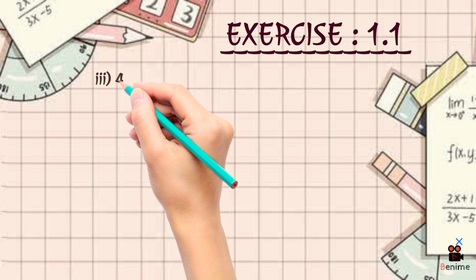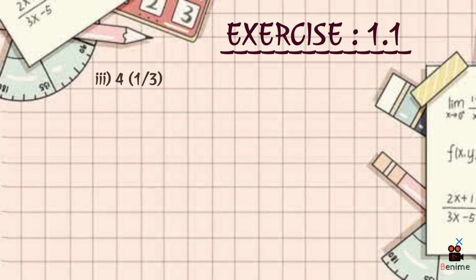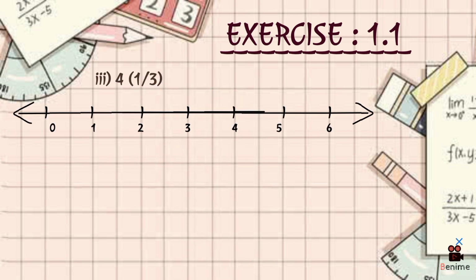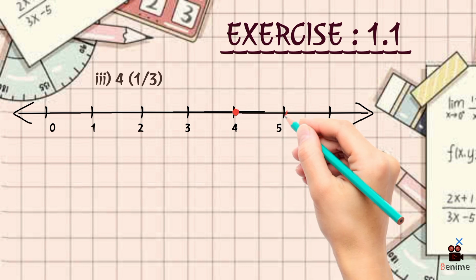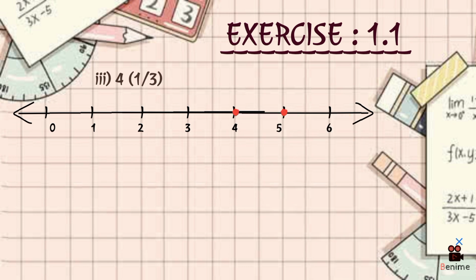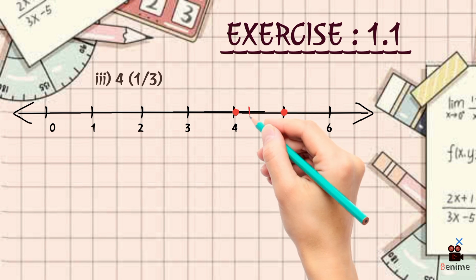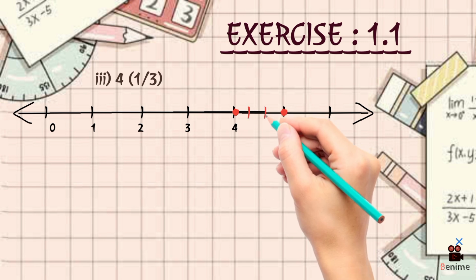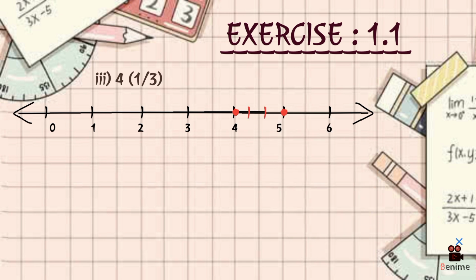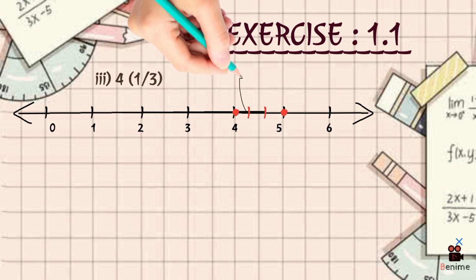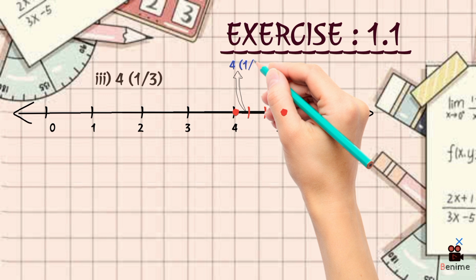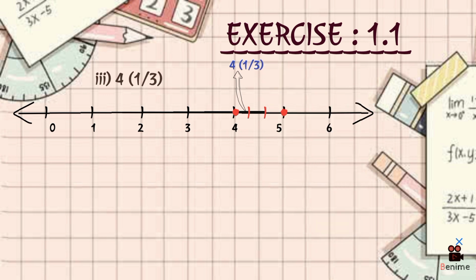Next third is 4 whole 1 by 3. First draw a number line. Next, to locate it on the number line, mark whole number values 4 and 5. Divide the interval between 4 and 5 into 3 equal parts. Now 1 by 3 means, select 1 part to the right of 4. That point represents 4 whole 1 by 3.